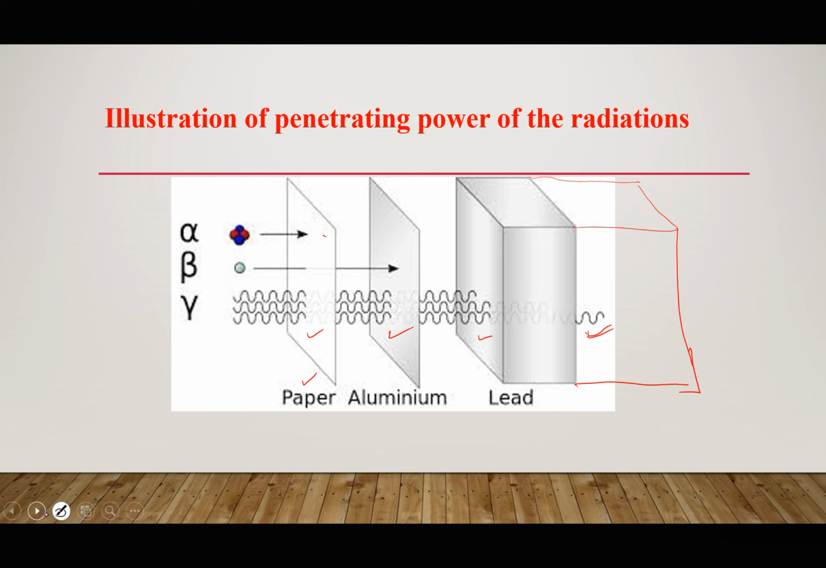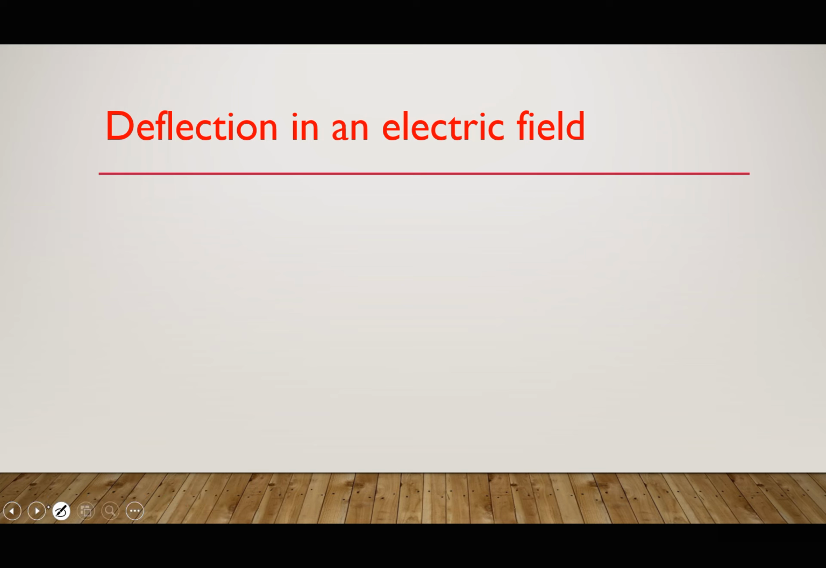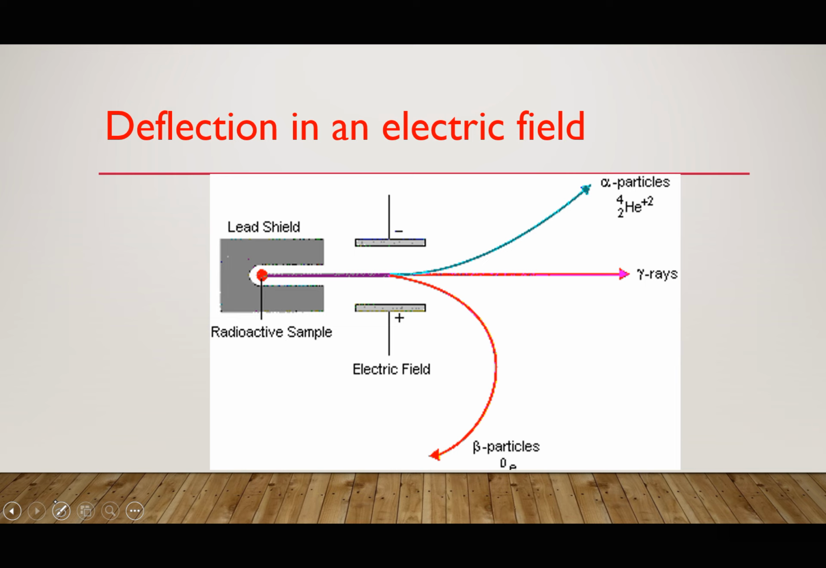Let's try to compare their deflection in an electric and magnetic field. In an electric field, we have positive and negative plates. The alpha particles, because they are positively charged, are deflected towards the negative plate. The beta minus particles are deflected towards the positive plate. Because gamma radiations have no charge, they just pass through the electric field without being deflected. But notice that if we had beta plus particles, they would be deflected following an identical path, just like the beta minus, towards the other plate. So this will be the path for beta.